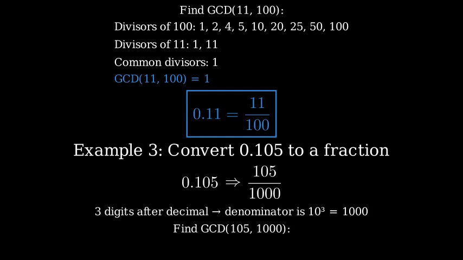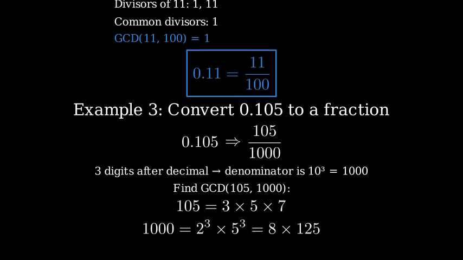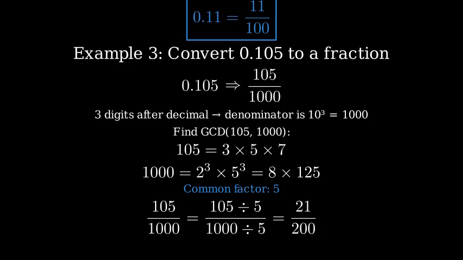We find the greatest common divisor of 105 and 1,000. To find the GCD, we can look for common factors. 105 can be factored as 3 times 5 times 7. 1,000 can be factored as 2 cubed times 5 cubed, or 8 times 125. We see that 5 is a common factor. Let's divide both numbers by 5. 105 divided by 5 is 21. 1,000 divided by 5 is 200.